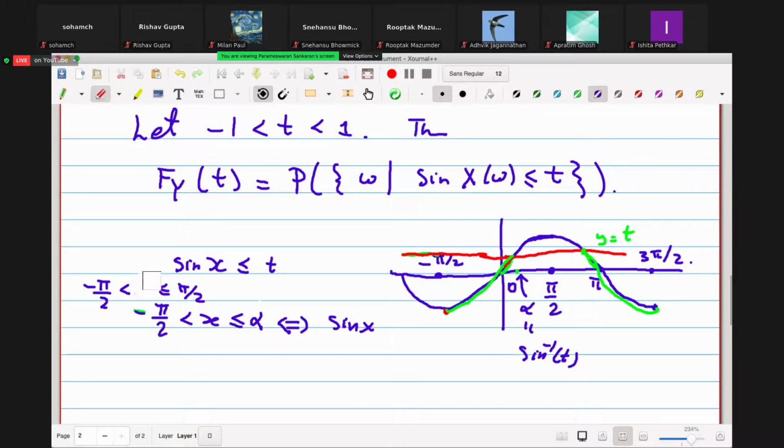What am I saying? So here it's not t in this range. Yeah, sorry, I wrote something. No, x is in this range. Sorry. Confusing. Yeah, x in this range. So in this case, for x in this range, this is equivalent to sin x less than or equal to t.